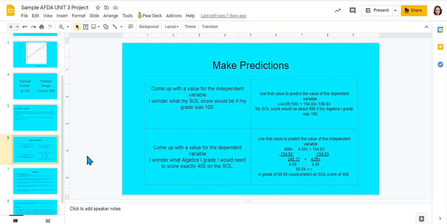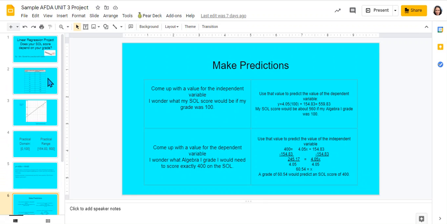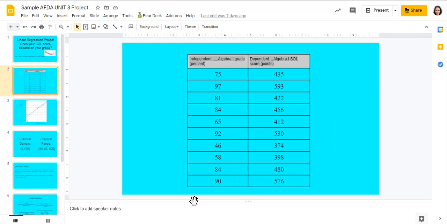All right, in the making predictions, you are going to be doing 2 different things. So the first row is completely separate from the second row. It says come up with a value for the independent variable, and that's the x. So I said, I wonder what my SOL score would be if my grade was 100. So going back to my table, my x is the Algebra 1 grade, so I chose a grade of 100. You can choose any value you want for your x that's not in your table.